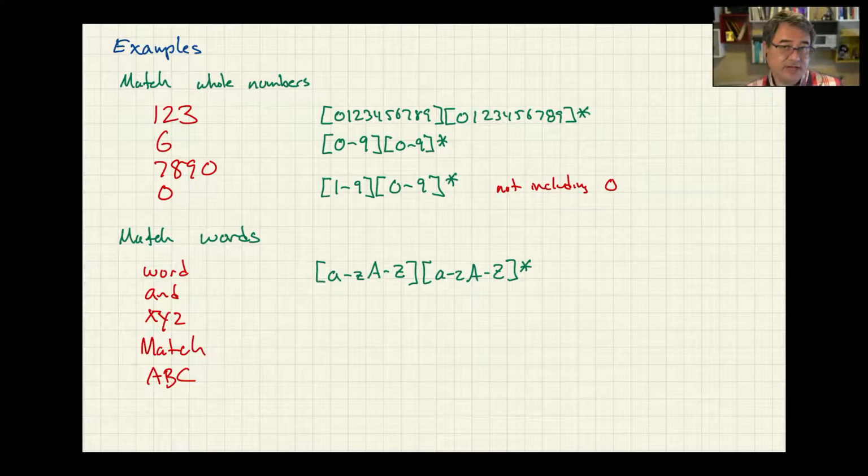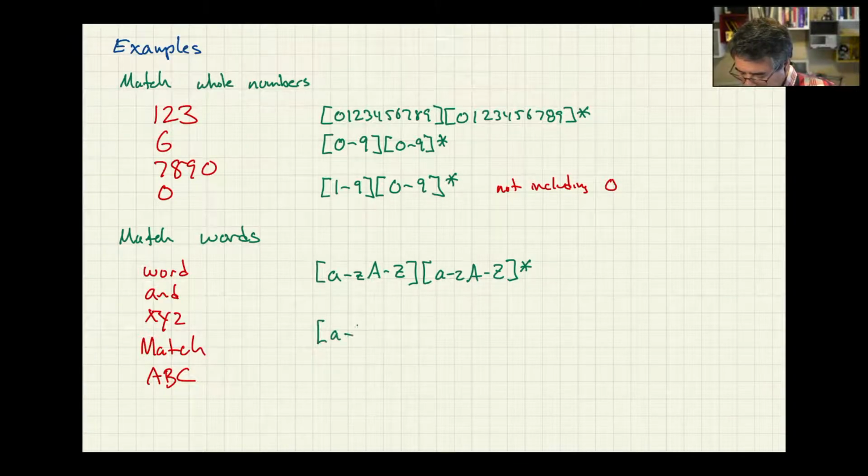So here's something that'll match something that looks like a word. Any letter followed by any number of additional letters. Now, you might be thinking, why can't I do like little a to big Z? Why won't that work? Well, it won't work because it's really just writing a loop that looks at all the characters starting at the beginning character and going to the ending character. And that might include some characters that you don't want.